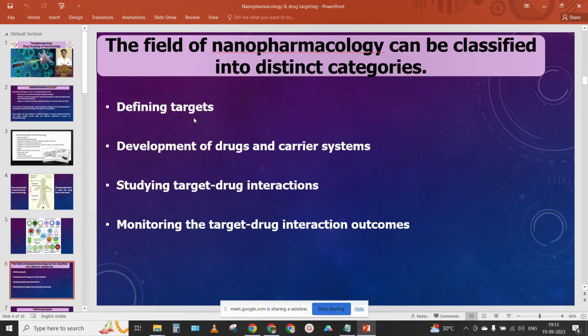Then the field of nanopharmacology can be classified into distinct categories like defining targets, development of drugs and carrier systems, studying target drug interactions, and monitoring the target drug interaction outcomes.